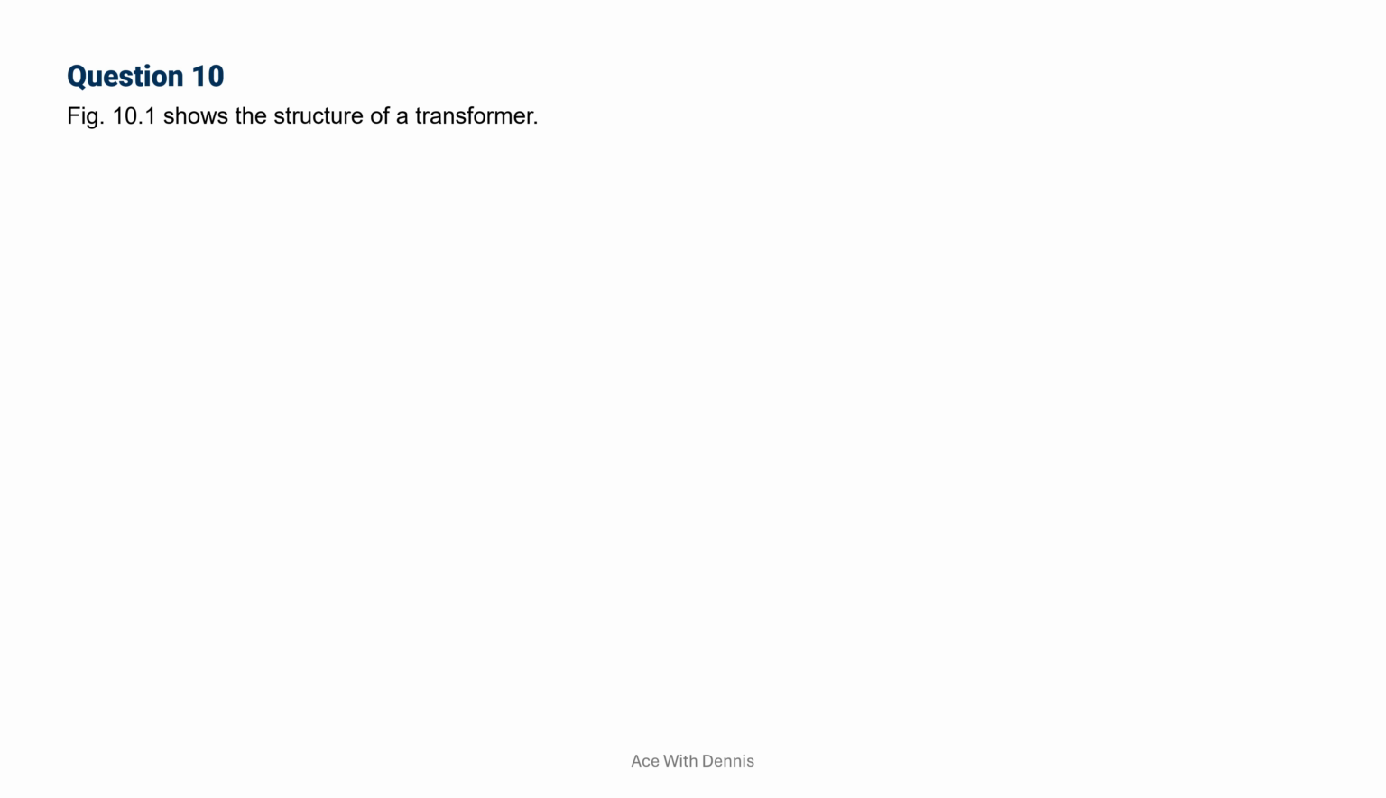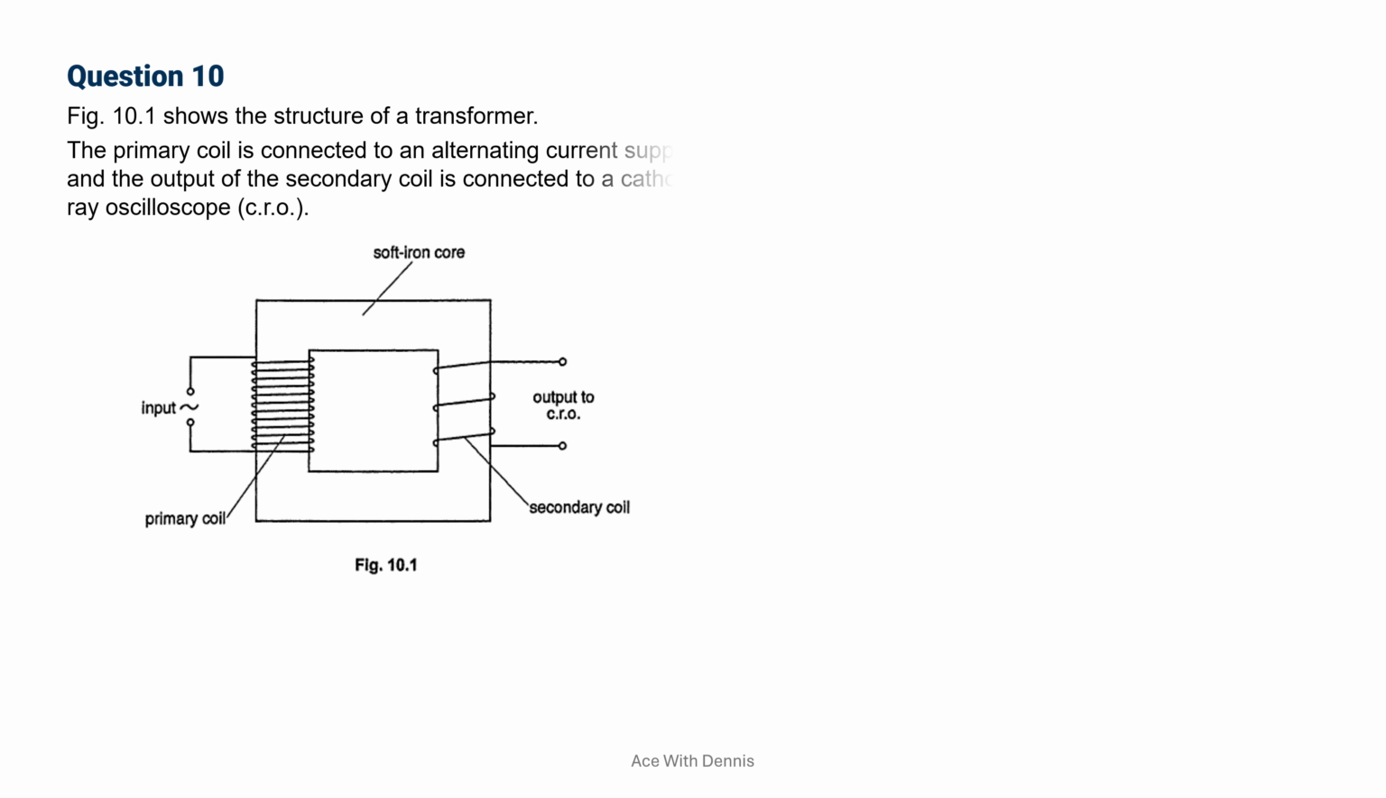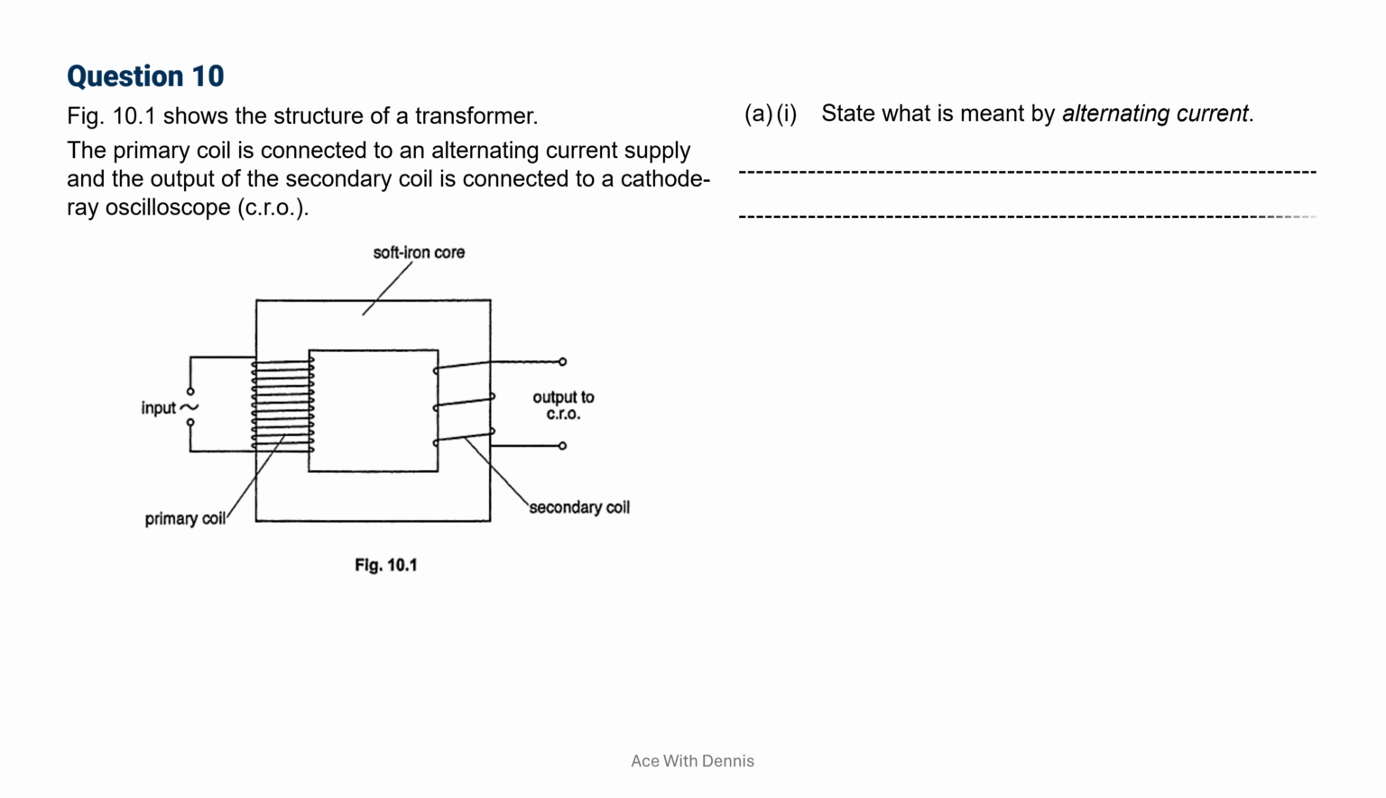Question 10. Figure 10.1 shows the structure of a transformer. The primary coil is connected to an alternating current supply and the output of the secondary coil is connected to a cathode ray oscilloscope (CRO). A. Part 1. State what is meant by alternating current.